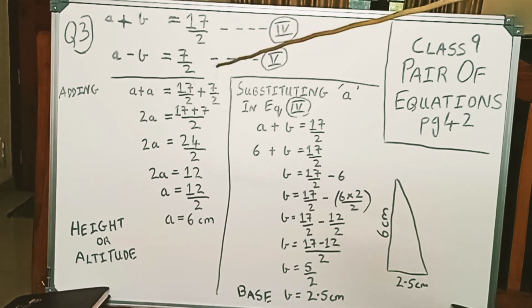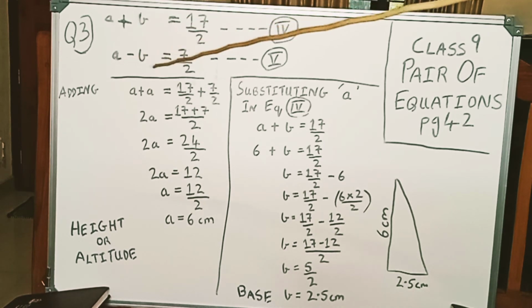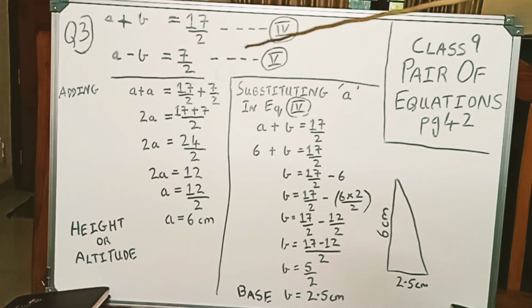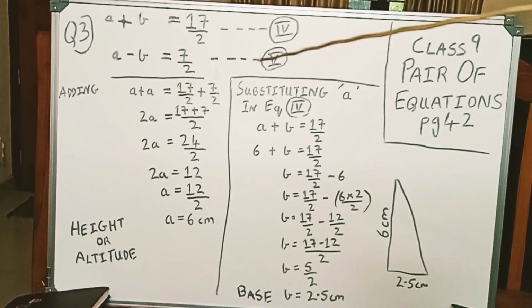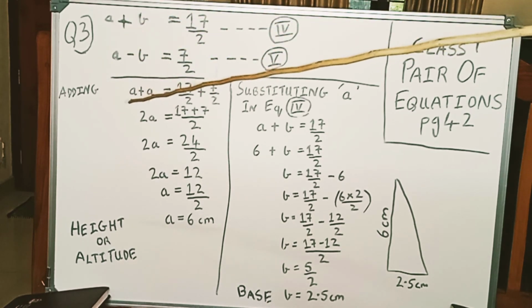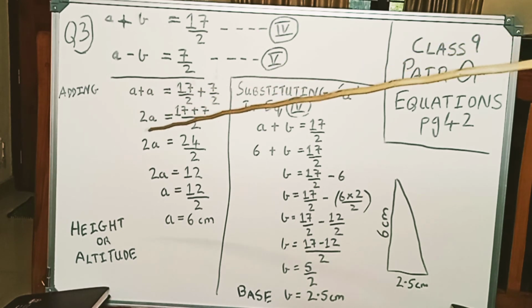If you see these two equations carefully, you will see that b can be eliminated, since a and b are the two unknown variables. How? By adding equation number 4 and 5. By adding equation number 4 and 5, you can see these two terms are eliminated. So a plus a, we get 2a.